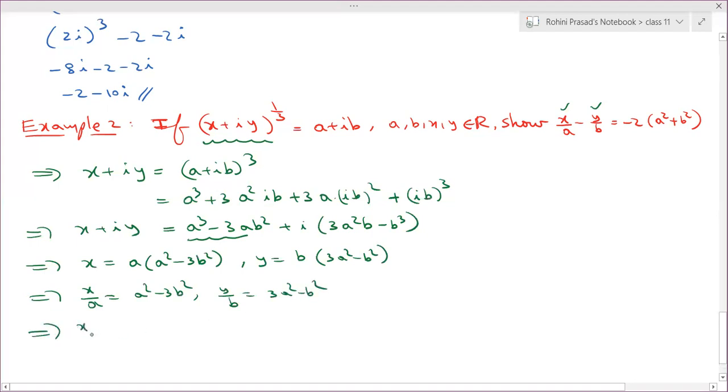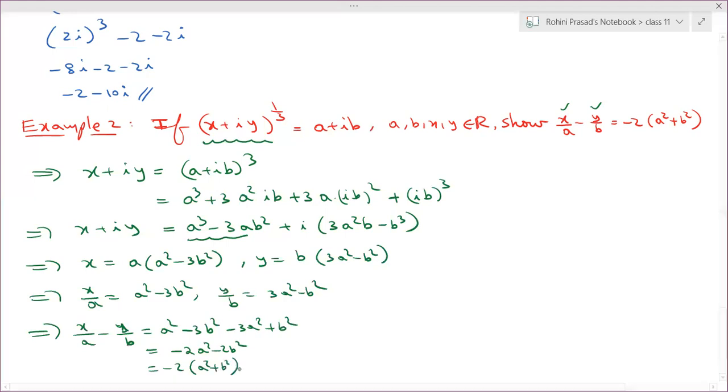Because the LHS is the difference of those, just subtract the second one from the first one. Then a squared minus 3b squared minus 3a squared plus b squared, which is equal to minus 2a squared minus 2b squared, which is equal to minus 2 times (a squared plus b squared), and that's the answer.